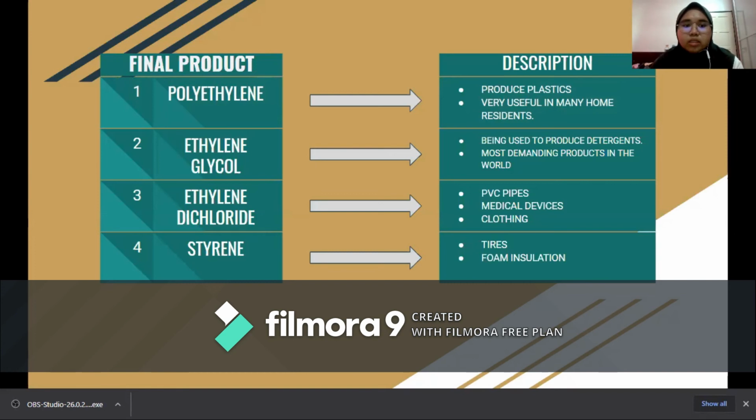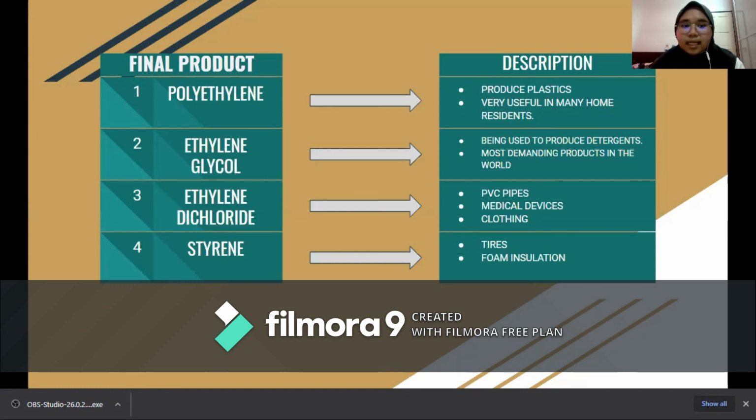So the next part is ethylene glycol. Ethylene glycol can be produced for detergents, which is one of the chemicals contained in detergents. Actually, detergent is one of the most in-demand products that we use to wash our clothes, clean our bathroom, and so on. So ethylene glycol is very good as a chemical contained in detergents.